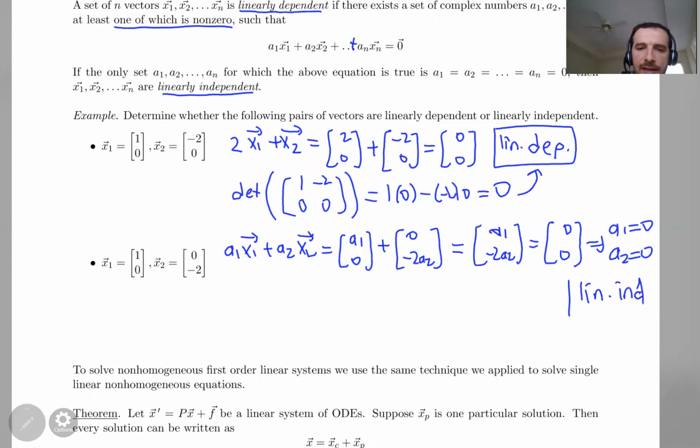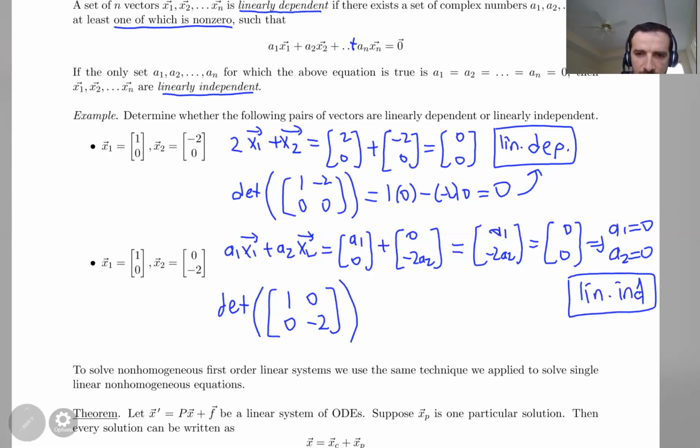But again, I can use the determinant of the matrix constructed by these vectors, 1, 0, 0, negative 2. And the determinant is 1 times negative 2 minus 0 times 0, which is negative 2, which is not 0. So it is also enough to show that these guys are linearly independent. All right? Okay.